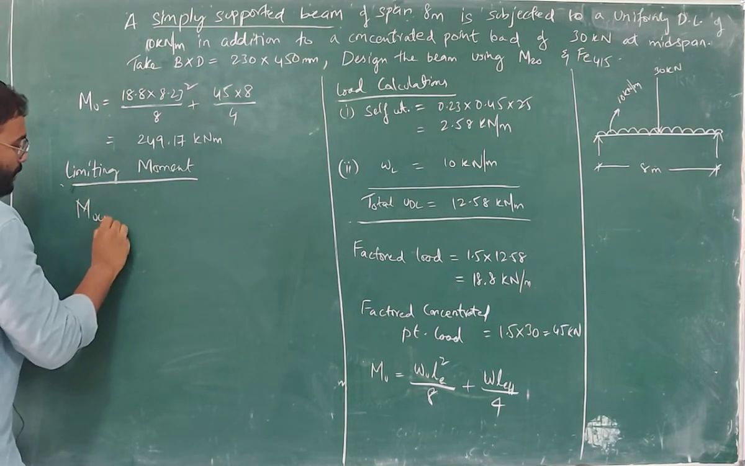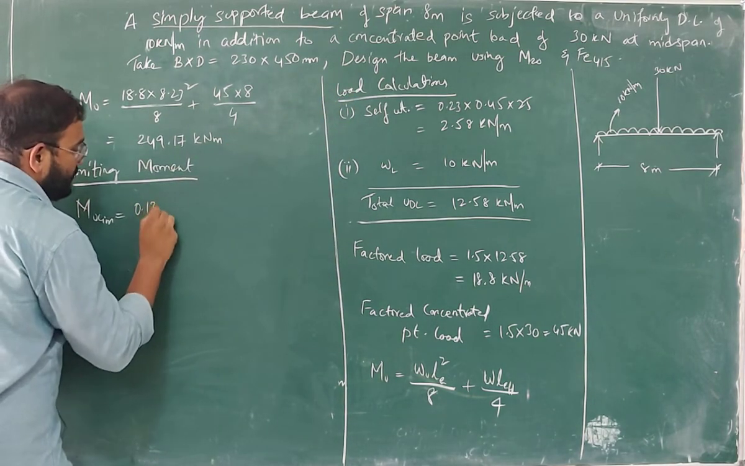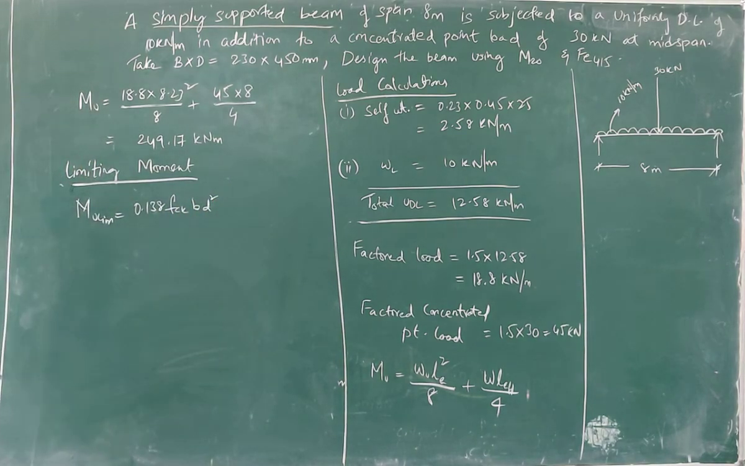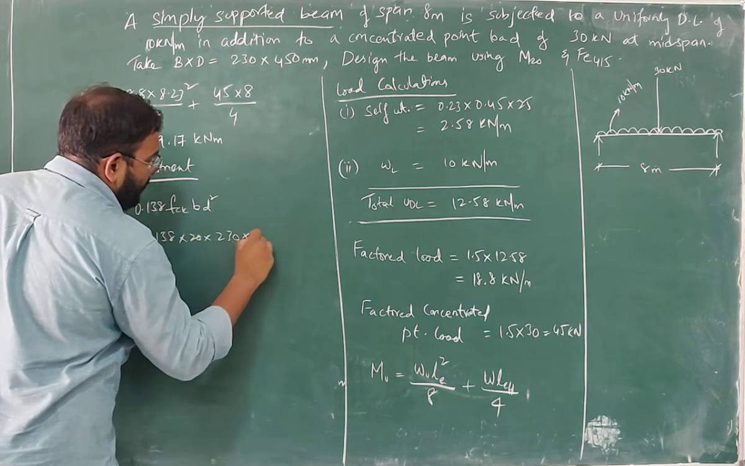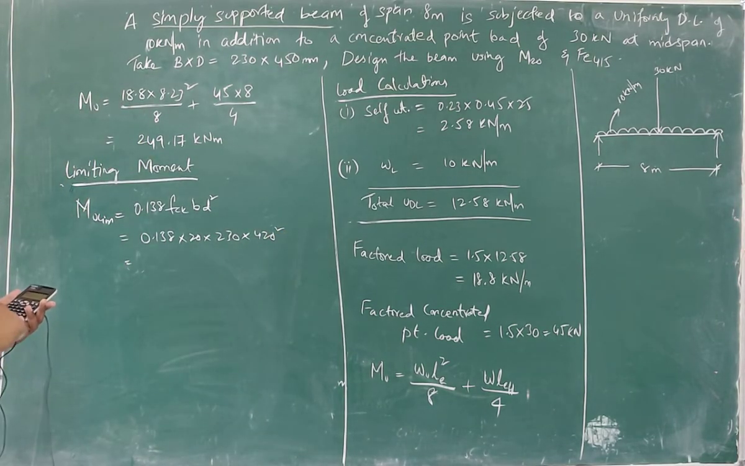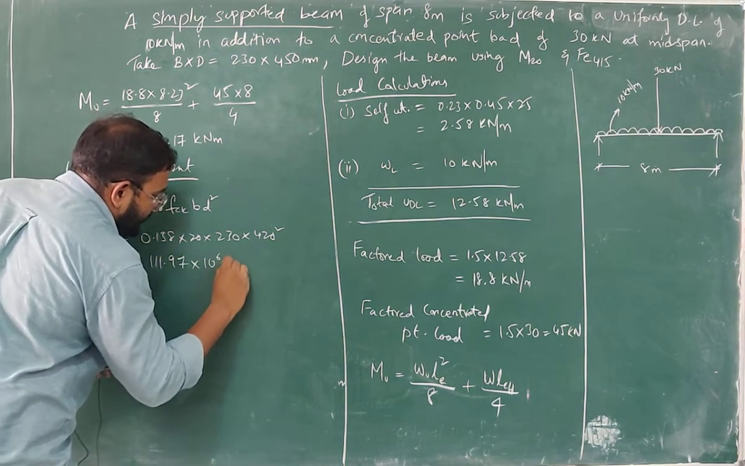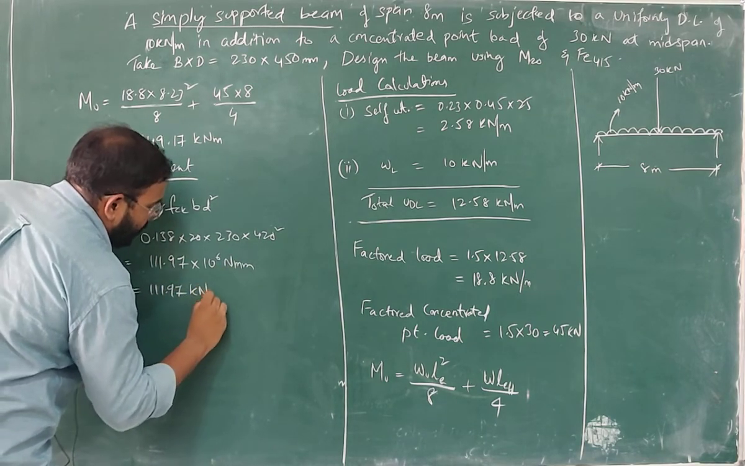So Mu lim for Fe 415 grade concrete reinforcement, the formula is 0.138 fck bd square. If you substitute the values, 0.138 into 20 into 230 multiplied by 420 square, we get 111.97 × 10^6 Newton millimeter, which is equal to 111.97 kilonewton meter.